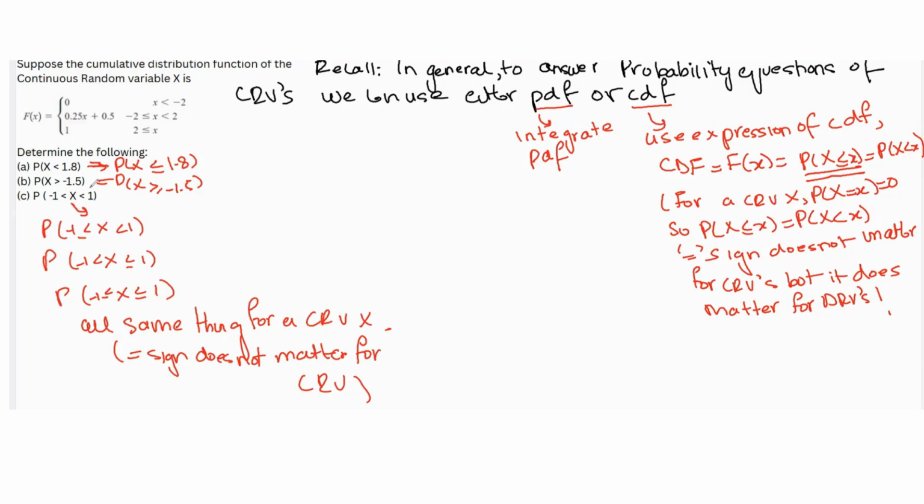Whether this was probability x is greater than minus 1.5 or probability x is greater than or equal to minus 1.5, it doesn't matter. Similarly, this could be expressed in all these three ways and the answer would be the same. So just keep in mind for a continuous random variable, we don't have to worry about the equal to sign. For discrete, we do have to look into it. Let's actually solve this question.